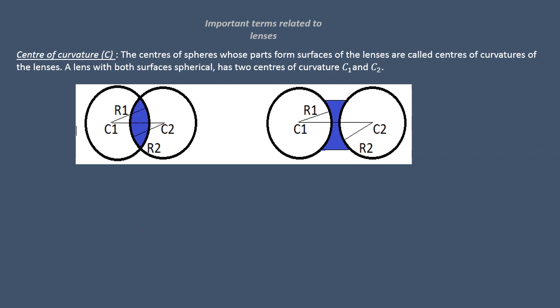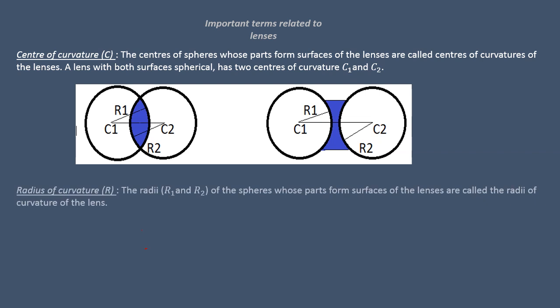Next point is radius of curvature. Similarly to the center, you have a definition of radius of curvature, that is, the radii R1 and R2 of the spheres whose parts form the surfaces of the lens. So again, what is radius of curvature? It is nothing but the radius of the sphere of which the lens is a part.